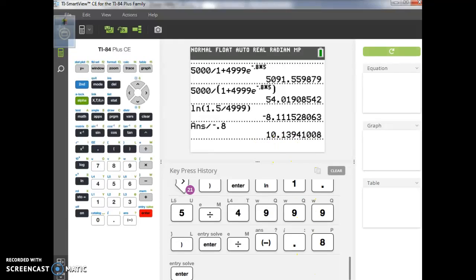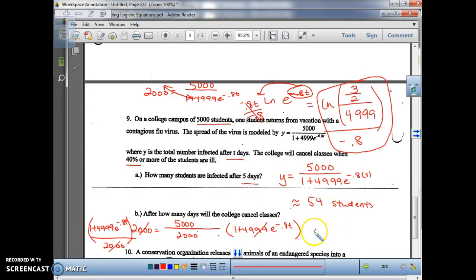Wait, can you do that all in one step, or do you have to enter it and then... Okay, please stop clicking. The question is, can I do it all in one step?